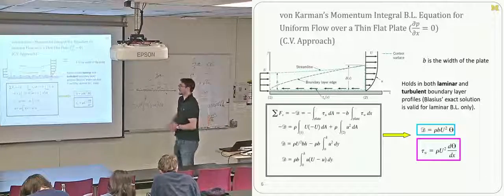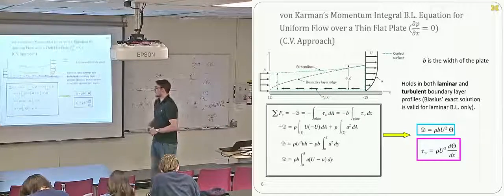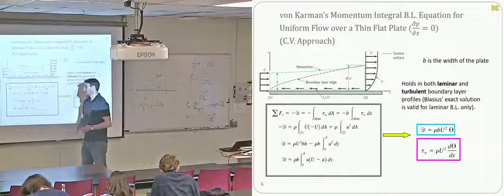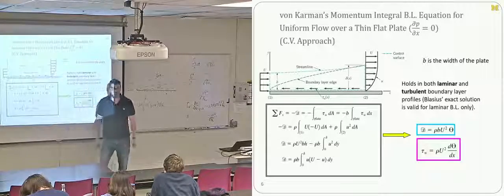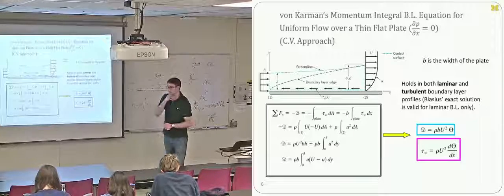So, in other words, instead of solving for a velocity profile, the velocity profile is an input to this version of the boundary layer analysis.